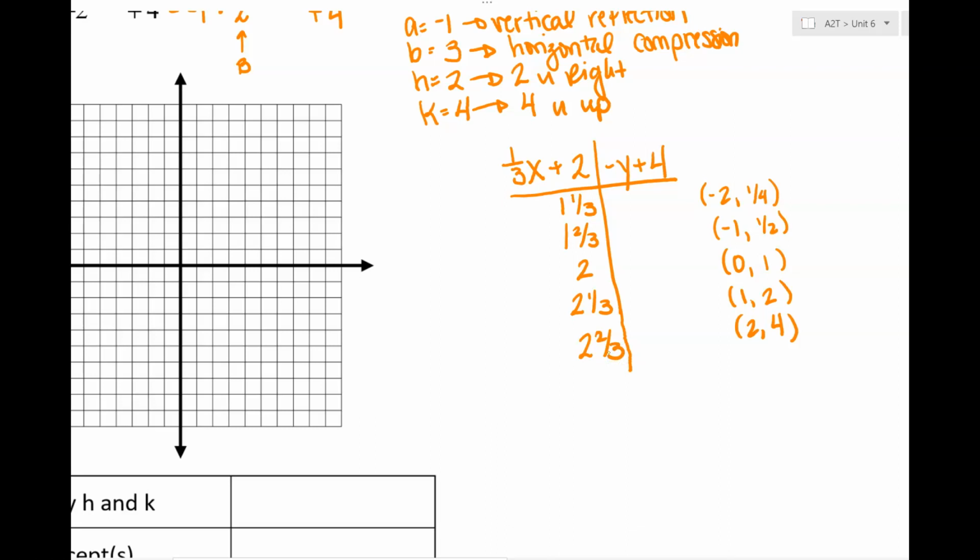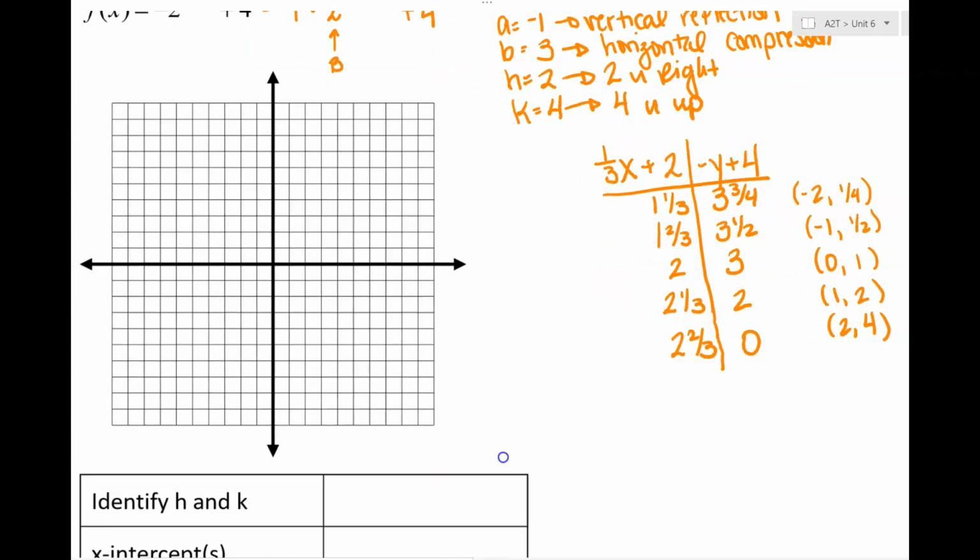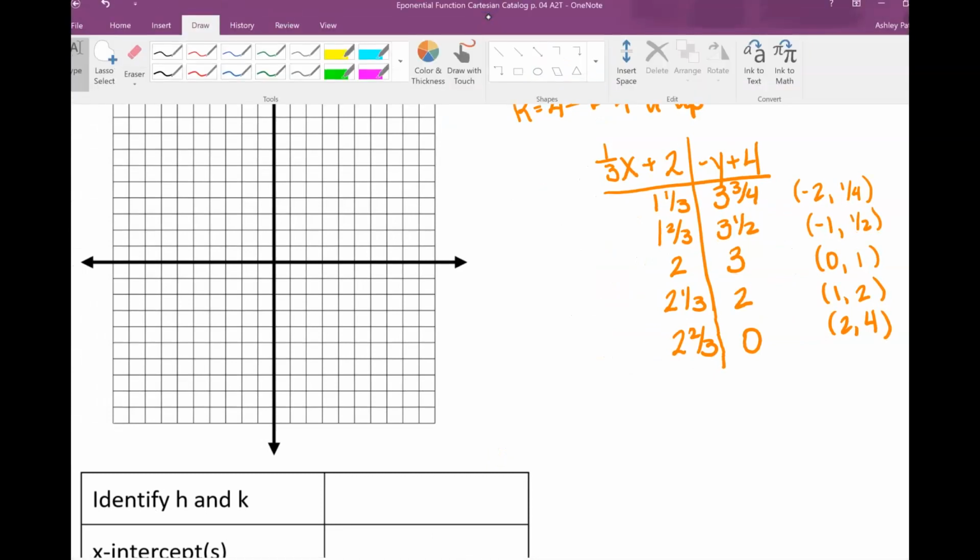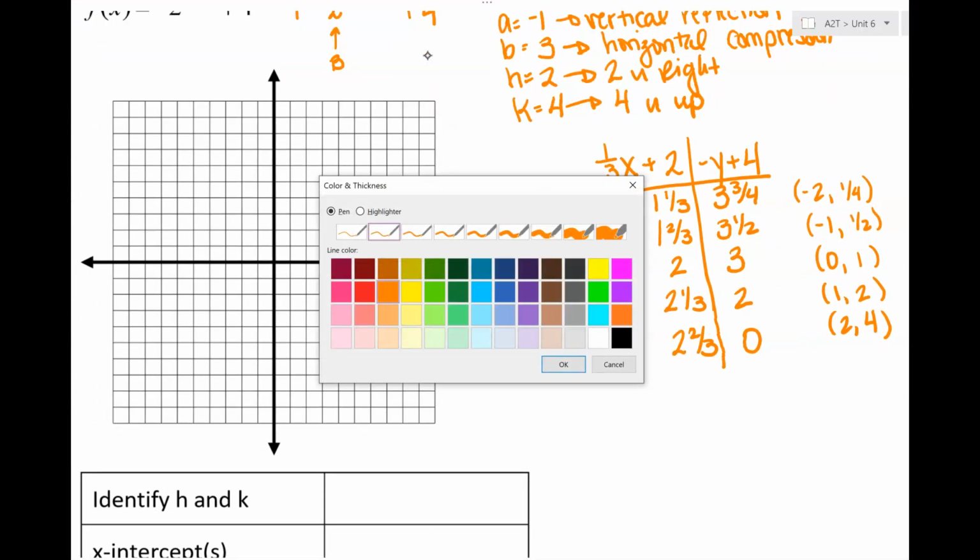For the y's, if we plug in a 4th, we get a -1/4 plus 4. So we get 3 and 3/4. If we plug in a 1/2, then we get 3 and a 1/2. If we plug in 1, we get 3. If we plug in 2, we get 2. And if we plug in 4, we get 0. Do your best when graphing this, please, to estimate.